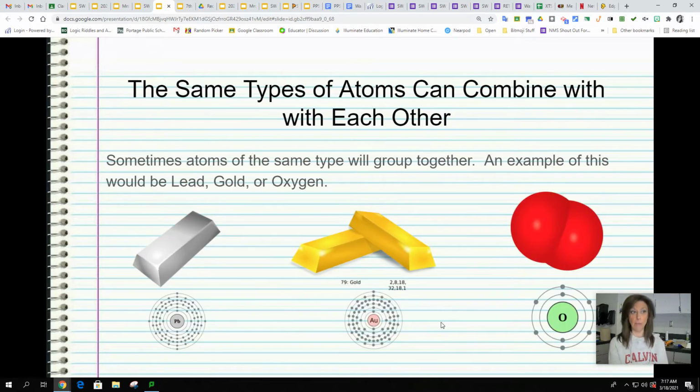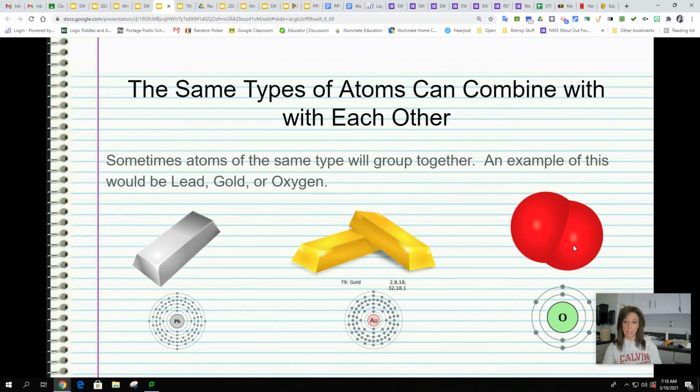All right, so before we get into compounds, let's talk about how some atoms can combine with each other to make elements. So the same type of atoms combine with each other. They group together to make elements. So an example of this would be lead. A lead atom will combine with another lead atom to make lead. Gold will combine with gold to make gold.